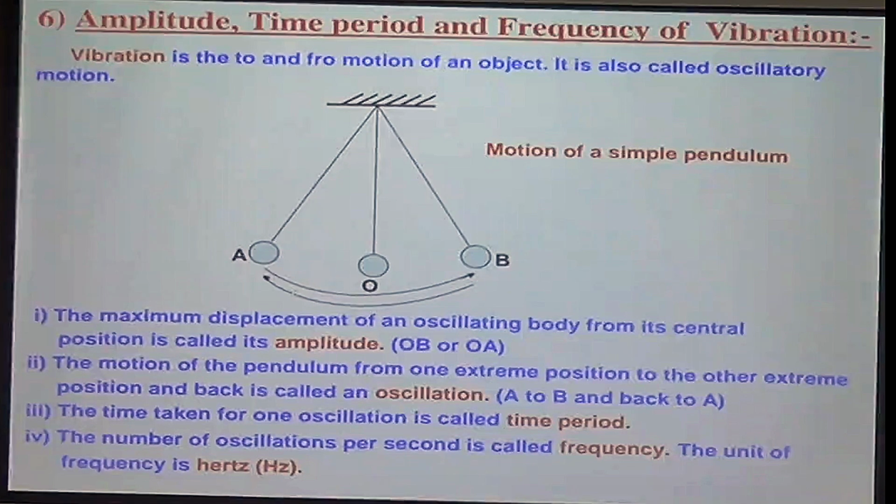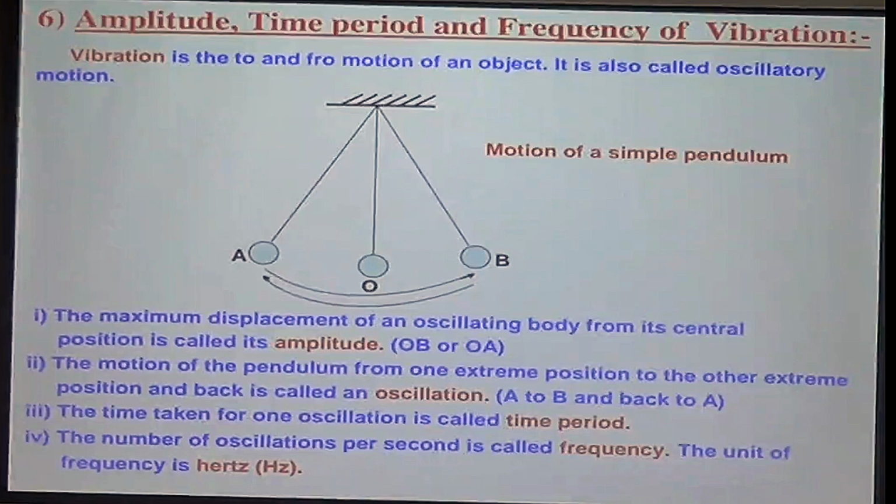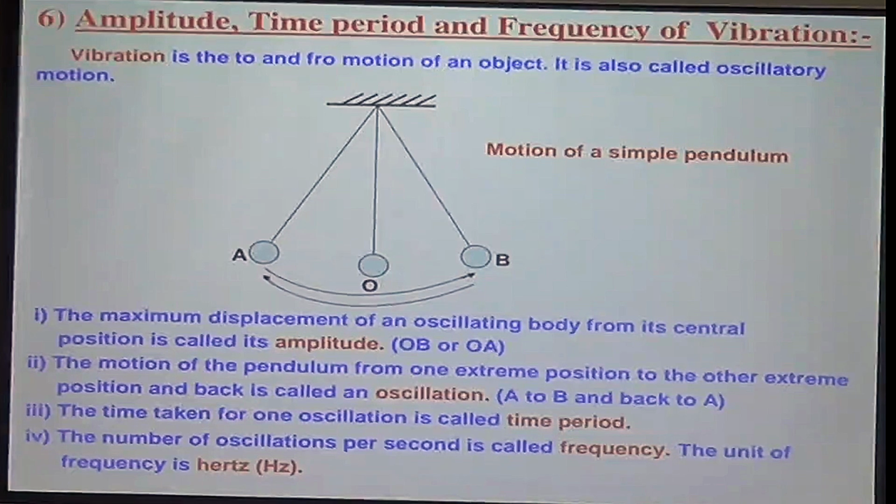Now, here you can see a simple diagram of a pendulum which has its mean position as O and two extreme positions as A and B. And on the basis of this diagram, we are going to understand the characteristic properties of a sound wave. The maximum displacement of an oscillating body from its central position is called its amplitude. In this specific example, OB or OA actually denote the amplitude.